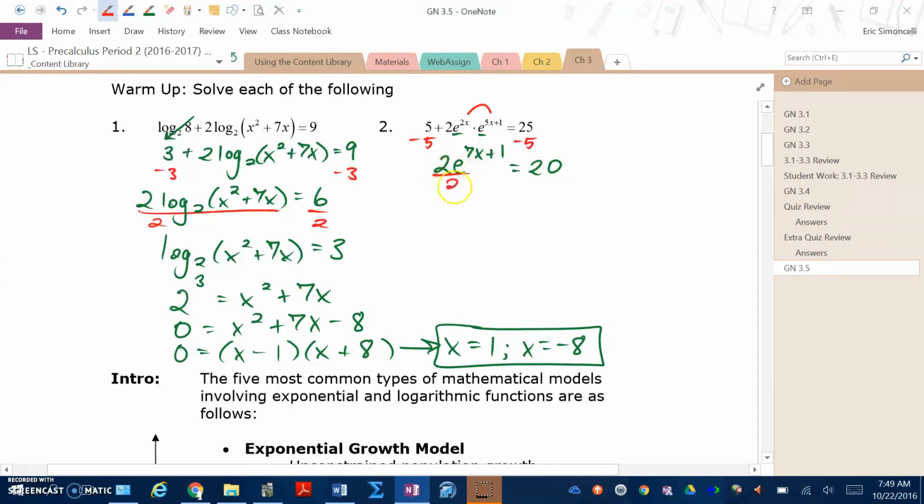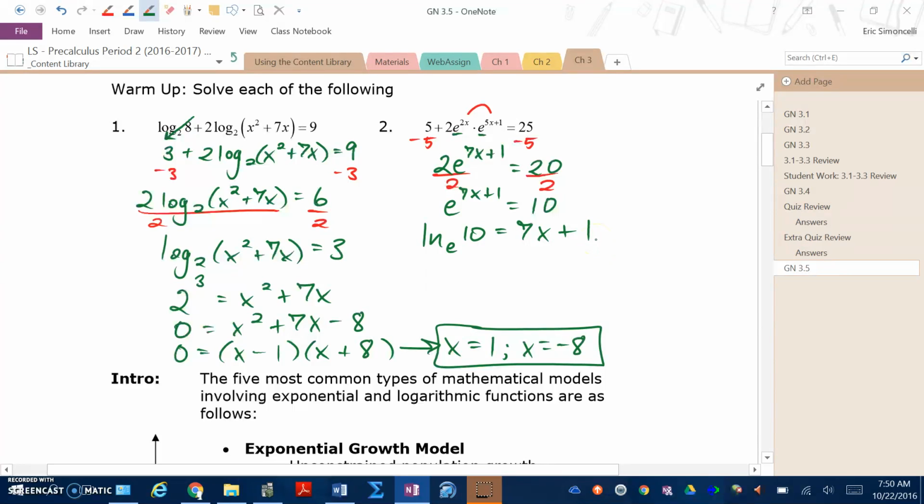And then I'll divide both sides by 2, keeping in mind that our goal is to get e to the 7x plus 1 now by itself. So that's, of course, what you get in the next step, 20 divided by 2 being 10. And now I have this exponential. I'm going to go ahead and take either the natural log of both sides or rewrite it simply in natural log form. So natural log, yes, base e of 10, and that equals 7x plus 1.